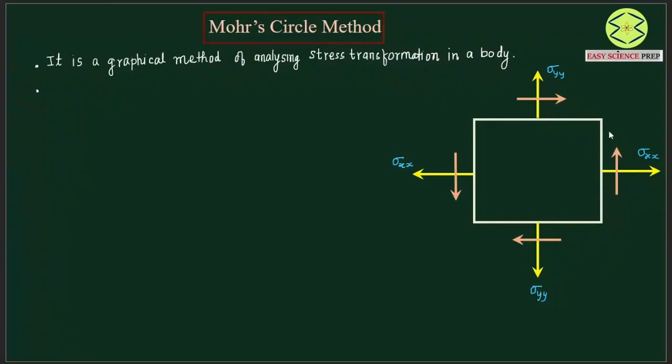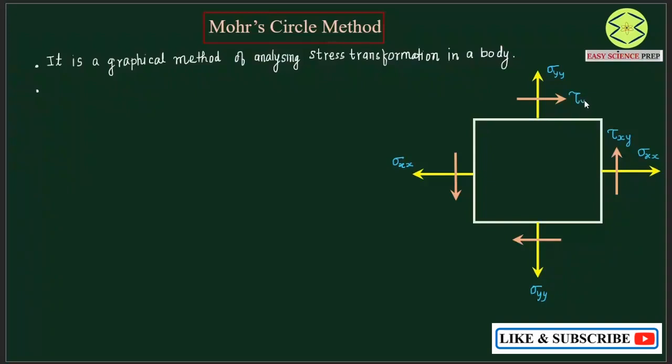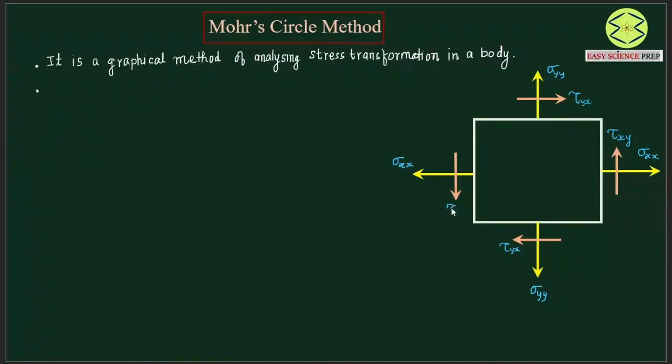So this is the shear stress, which we call tau xy. This shear stress is called tau yx. This will be the same as tau yx, and this is tau xy. So we have the normal stresses as well as shear stresses acting on the faces of the two-dimensional body as shown over here.